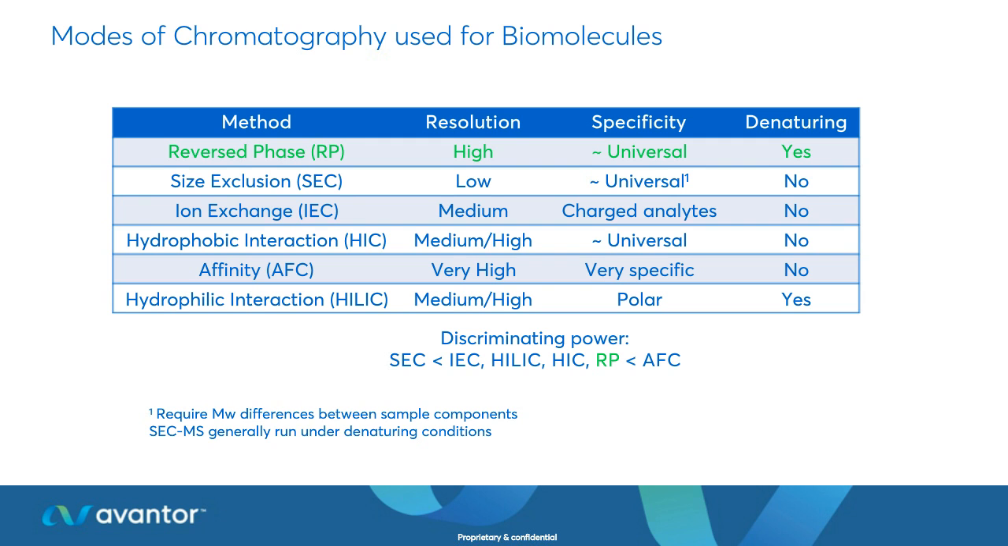You can use size exclusion for aggregates, because size exclusion is a really good technique if you've got a significant difference in molecular weight. And obviously, if your protein is sticking to other proteins, you've got double the molecular weight for a dimer, you've got triple the molecular weight for a trimer, so you can nicely use size exclusion for aggregates.